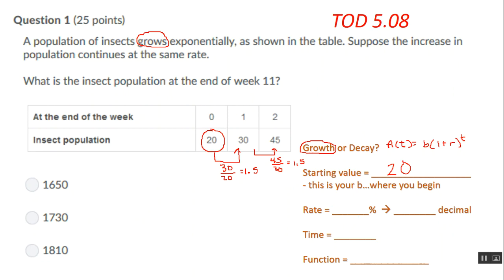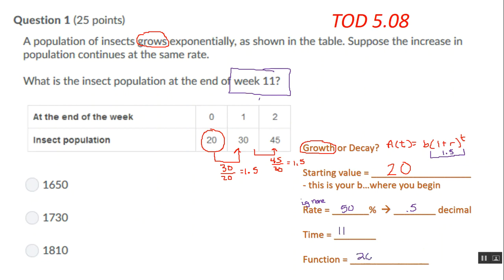This one kind of goes a little bit outside of the realm with the formula. It's basically this whole part right here. So this is going to be 1.5. My rate is it's increasing by 50%, so 0.5. Kind of ignore this part for now. This one's just a little bit different than the other ones. The time, it's going until week 11, so 11 is going to be my time.